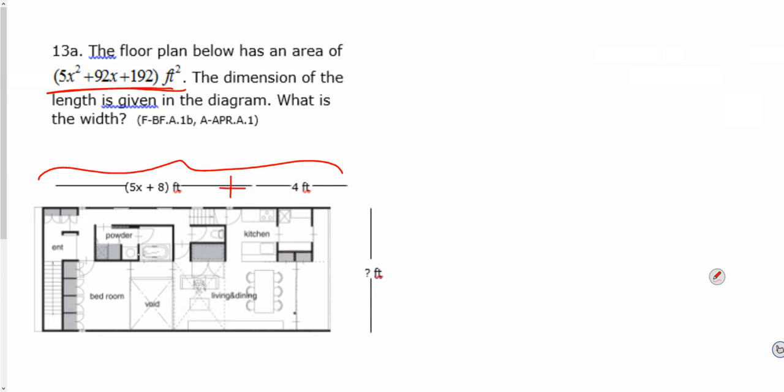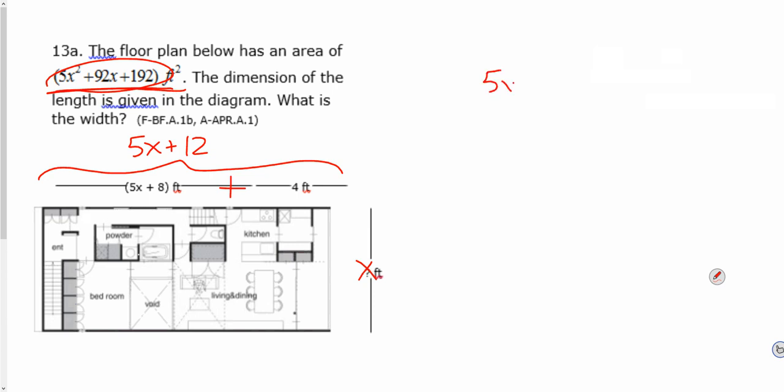So if I add the two small parts, I'll end up with 5x plus 8, and then plus 4, and we don't need to write it like that. We can actually just write plus 12. So that's what that side is. And if I multiply it by this, it should give me this. So working backwards, we should be able to divide them. So we're going to use long division on this.